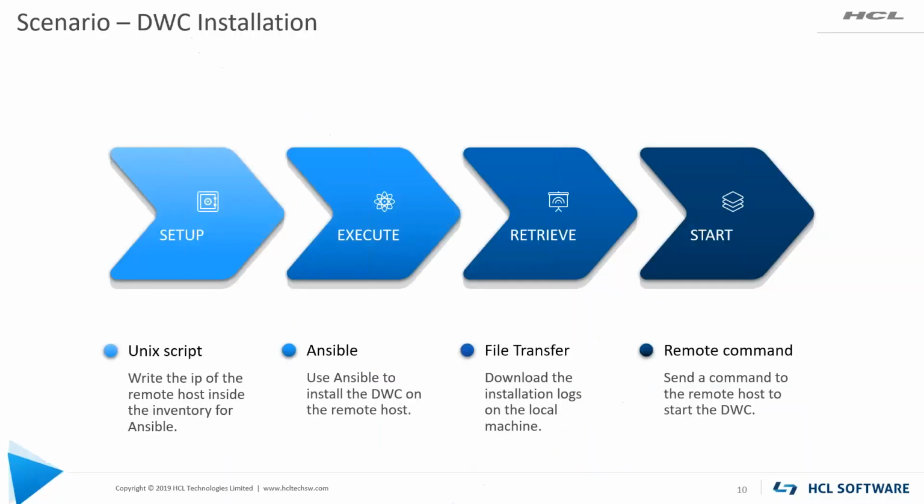Now I want to show you a practical example of how an Ansible job can be integrated in a job stream. We want to install a DWC on a remote host, but we don't know the IP of this remote machine. So the first script will retrieve the IP of the host for us, and it will write it in a file that Ansible can then use as an inventory. Once Ansible ends, a file transfer job will retrieve the installation logs to better analyze them on our local machine, and a command to start the DWC is sent to this remote host.